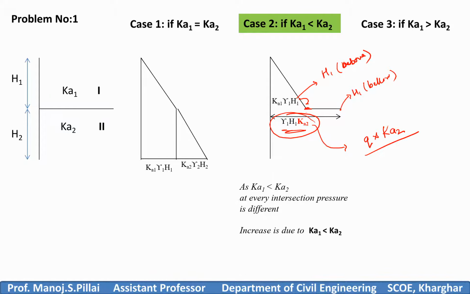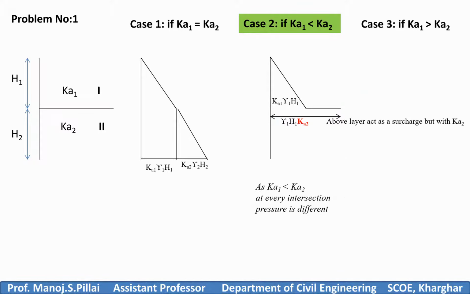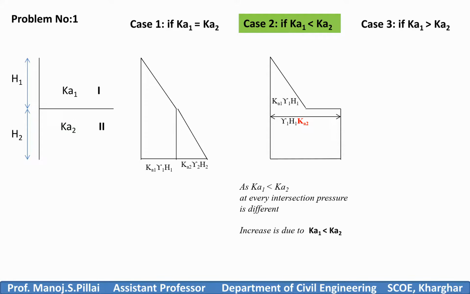Understood this? At the interface you have to do this. Q is how much? Q is my upper soil, that is half gamma 1, that is the upper soil is gamma 1 into thickness H1, but it is due to my layer number 2, so it is Ka2. This you have to understand basically. So the above layer acts as a surcharge with Ka2. It's the same thing I have written.